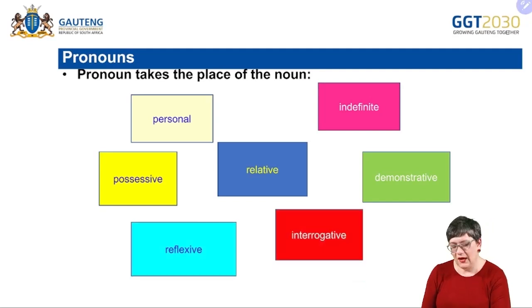And your last one is interrogative. Now, this comes from the word to interrogate, and this is where you ask questions, words like who and what and which. Those are pronouns. So, I hope it's clear. Remember, a pronoun stands in the place of a noun. As you look at the word pronoun, it's still connected to the noun. And that's one way to remember it.